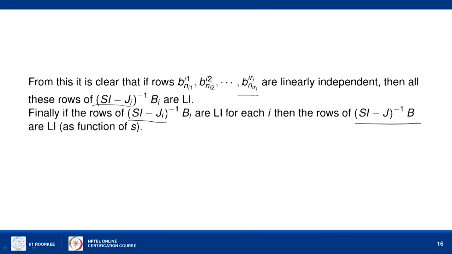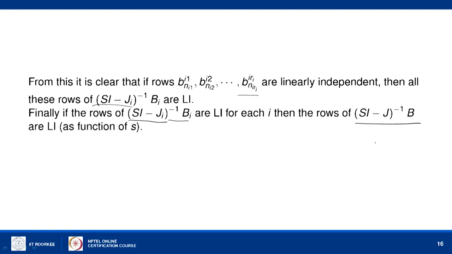So, that is what is given here. For each i, if (sI minus J_i) inverse into B_i has linearly independent rows, then (sI minus J) inverse into B also will have linearly independent rows, and this implies the controllability of the system.